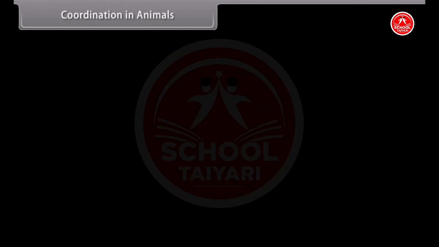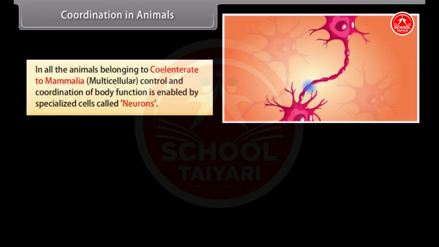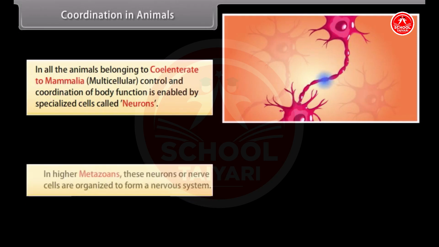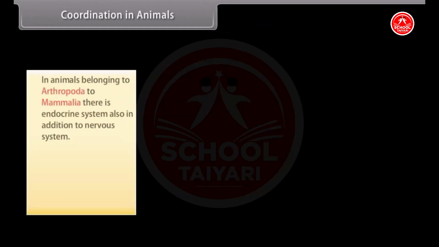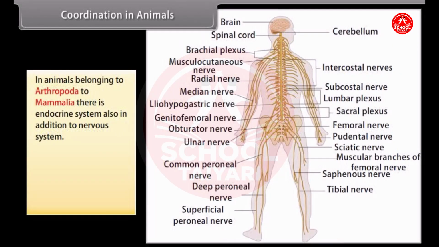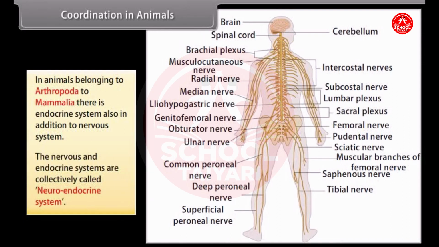Coordination in animals. In all the animals belonging to coelenterata to mammalia, multicellular control and coordination of body function is enabled by specialized cells called neurons. In higher metazoans, these neurons or nerve cells are organized to form a nervous system. In animals belonging to Arthropoda to mammalia, there is an endocrine system also in addition to the nervous system. The nervous and endocrine systems are collectively called the neuroendocrine system.